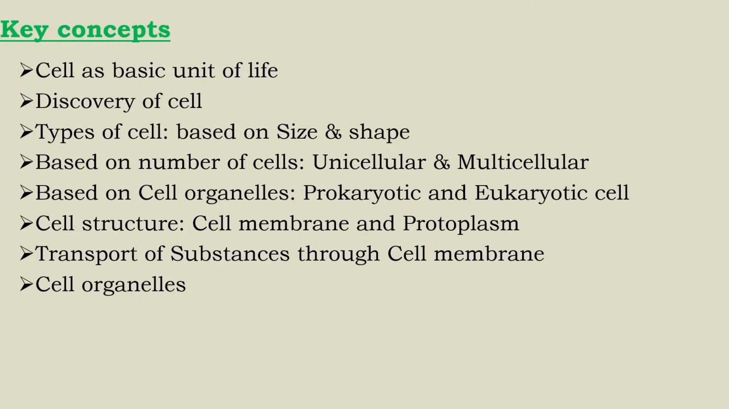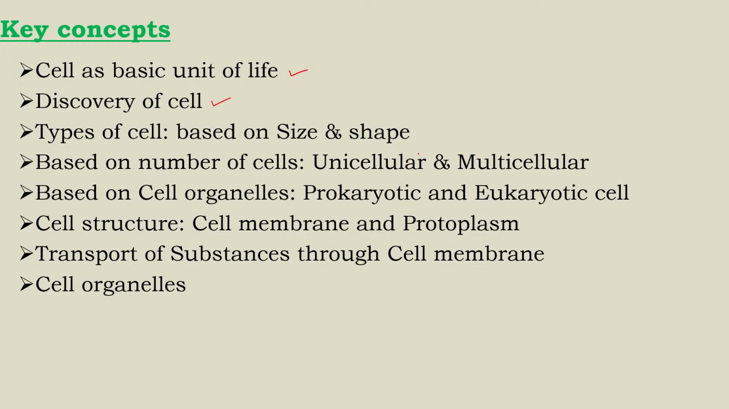Let's see what we are going to learn in this particular chapter. Okay, let us see the key concepts. We are going to understand cell as the basic unit of life. We are going to see the discovery of cell, some history about how the cell was discovered. We are going to learn about the types of cell based on size and shape, the different types of cell based on their shape and size.